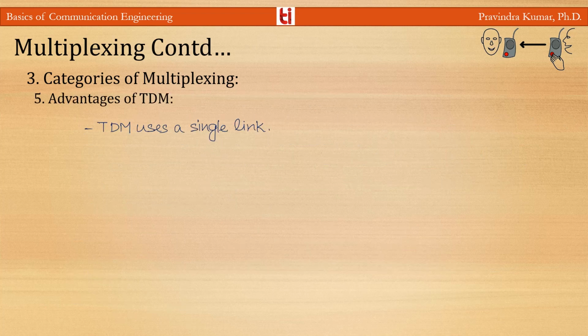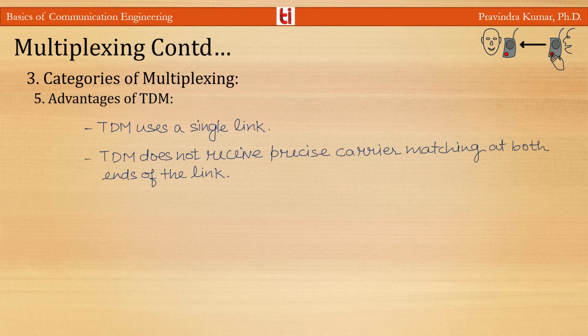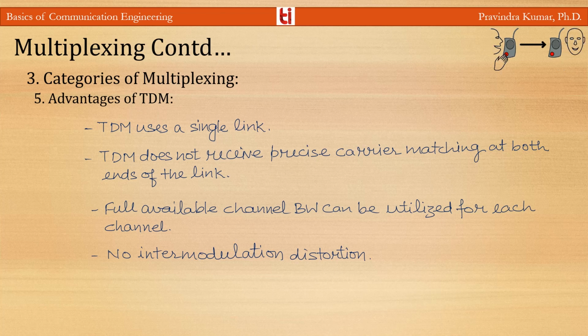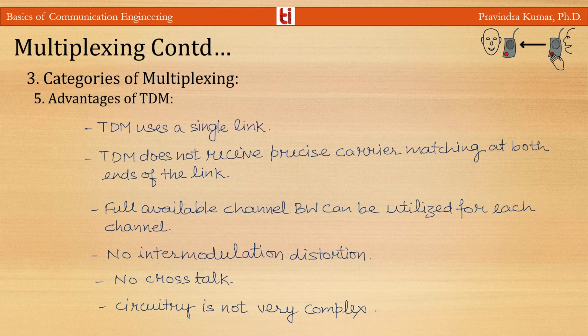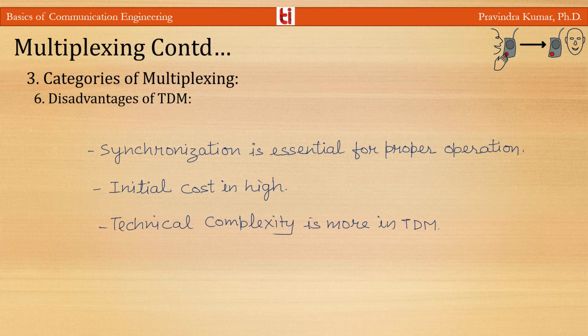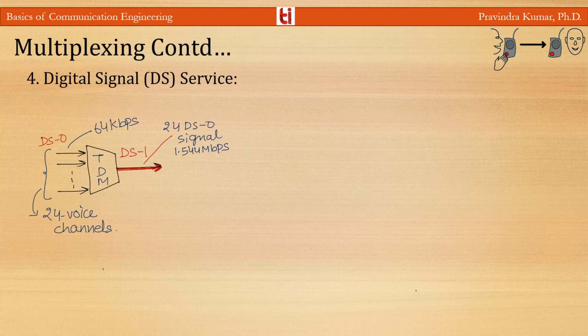Now, if we talk about the advantages, TDM uses a single link, TDM does not require precise carrier matching at both ends of the link, the full available channel bandwidth can be utilized for each signal, there is no intermodulation distortion, no crosstalk, and the circuitry is not very complex. Now we will discuss the disadvantages of the TDM system. In a TDM system, synchronization is essential for proper operation, the initial cost is high, and the technical complexity is more.